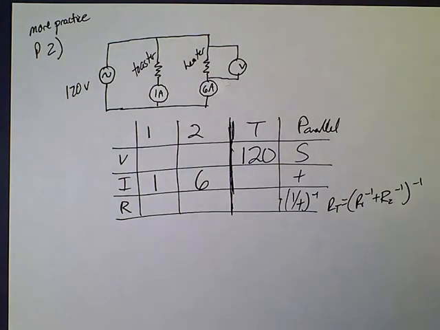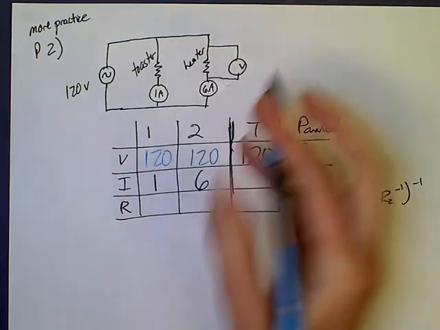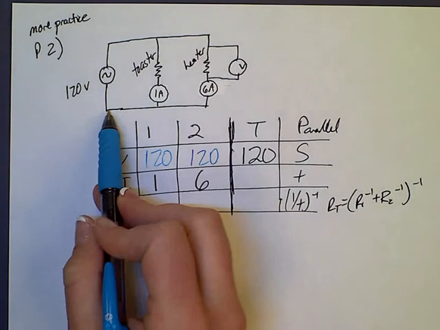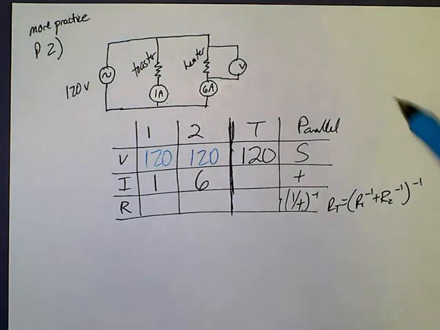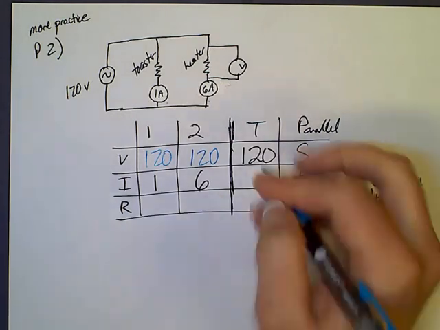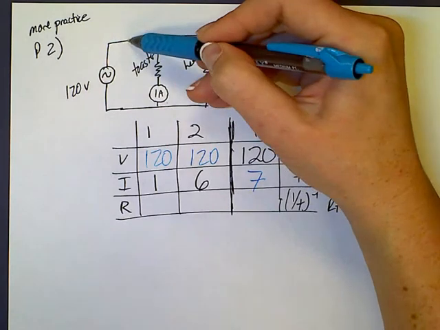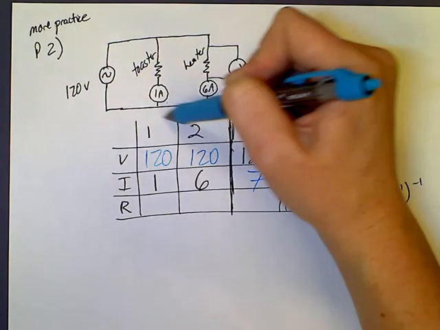So I can solve this in multiple ways. 120 is the same all the way across. That's because up here would be 120, this bar, and down here would be 0. So bridging from here to here is 120 drop all the way across. And the current adds up, so my total current is 7. It's because 7 total came out of here, and 1 chose to go this way, while the other 6 chose to go this way. And then the total again would be 7.